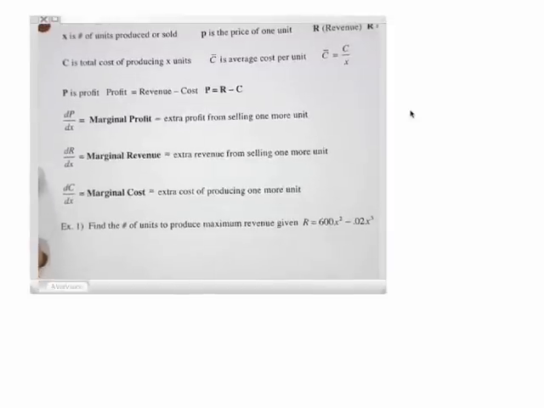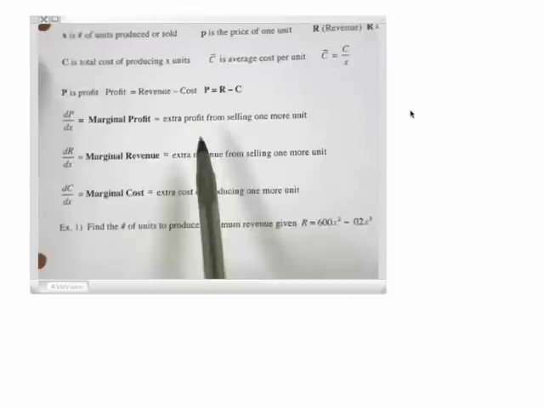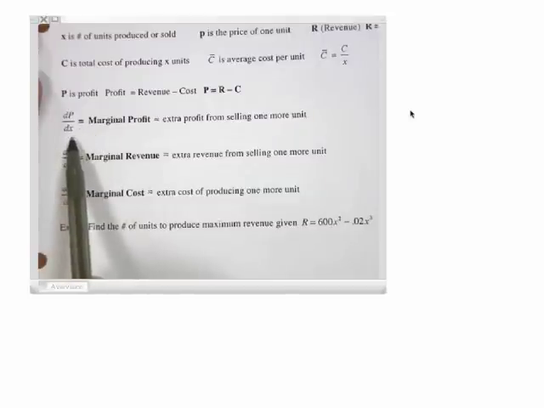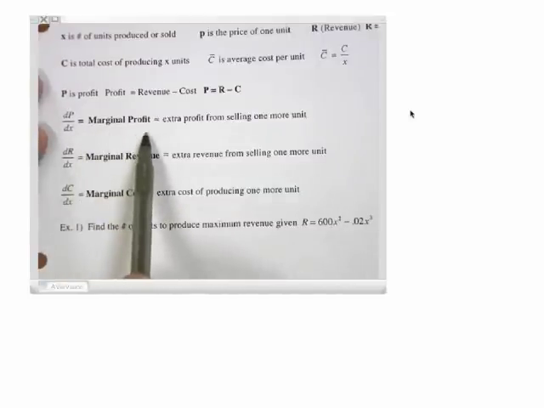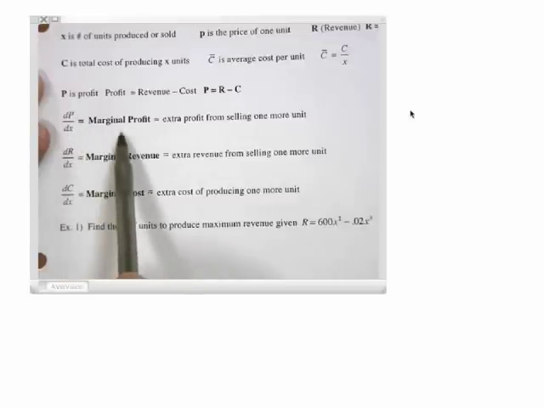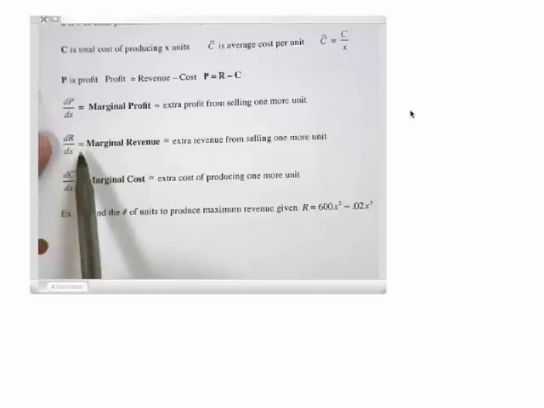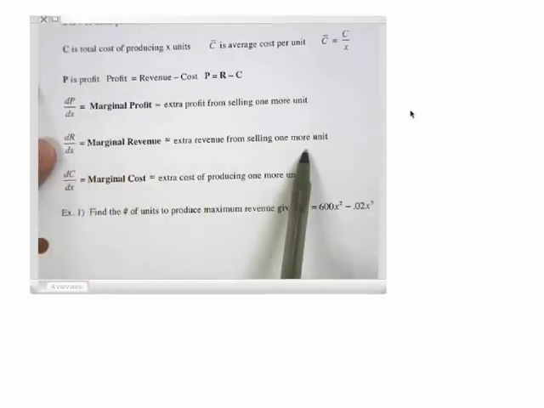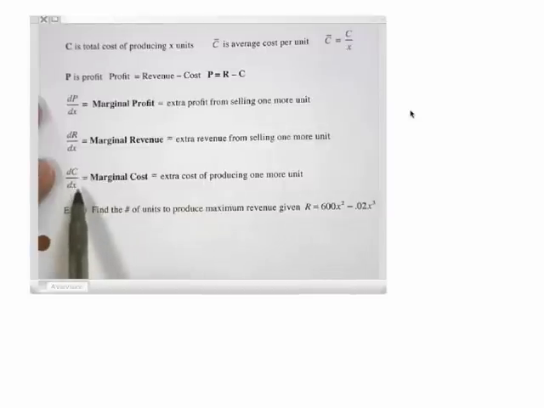If you're asked to find anything to do with marginal profit, marginal revenue, or marginal cost, that is the extra profit from selling one more unit. dP over dx approximates that. Basically it's the change in the profit over the change in one unit, or the change in x. Remember, x is the units sold. So if we get dP over dx, we've got marginal profit. dR over dx, by the same reasoning, would be marginal revenue, the extra revenue from selling one more unit. Marginal cost, dC over dx, is the extra cost of producing one more unit.